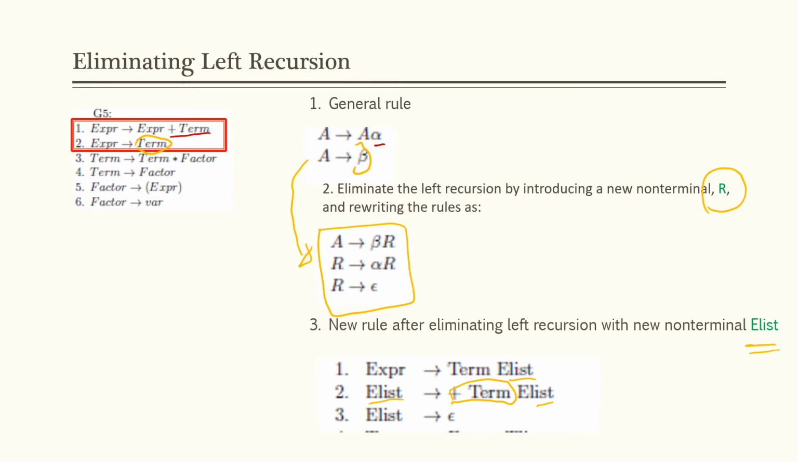Now we move to the third one. R goes to epsilon, so our third rule will be E-list goes to epsilon. So this is the step to eliminate left recursions.